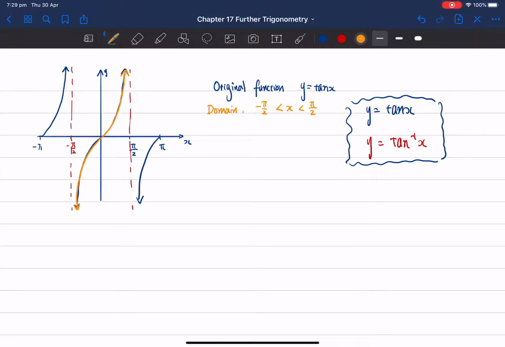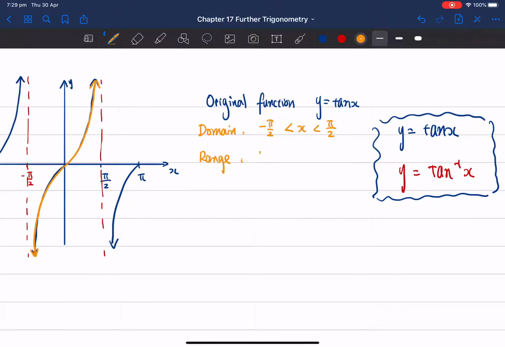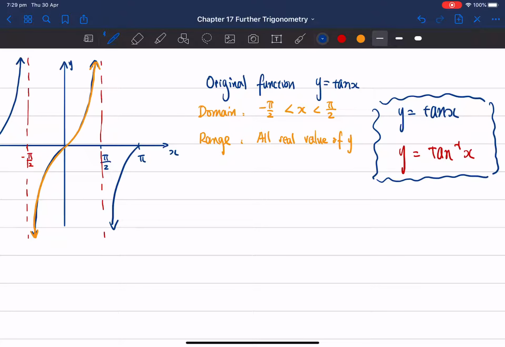What about the range? Very interesting. Range, all real values. So it's all real values of y. You can choose y to be any number. There is no restriction for y. Okay, so that means for the inverse function, y equals tan inverse x.